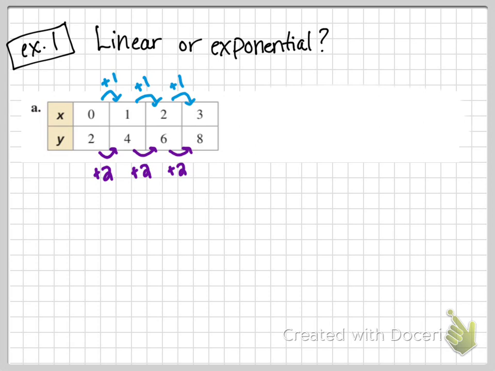Exponential. Wait, but I thought you said if it goes up by a common factor. And what did I say? It has to be multiplied or divided. Yes. It has to be multiplied or divided. If it's adding or subtracting, it is linear. Linear. It's a weird word.